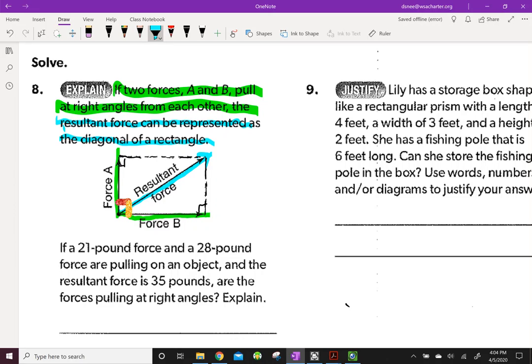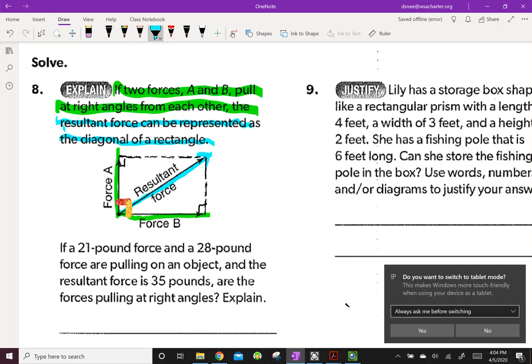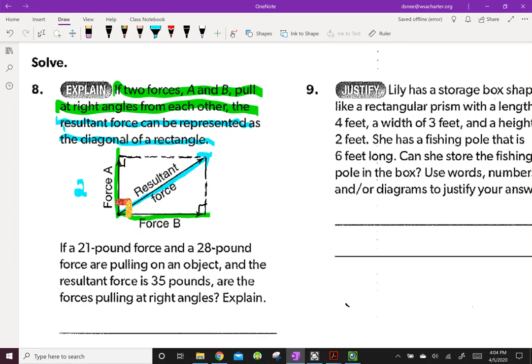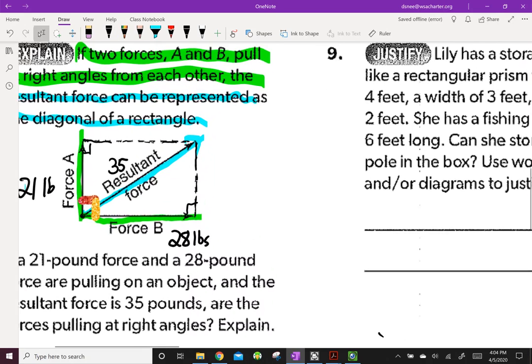So, there's a 21-pound force and a 28-pound force. Let's see what we got here. 21-pound force. Back to this. 21-pound and 28 pounds. And the resultant force is 35. Okay, so I'll just label my diagram.